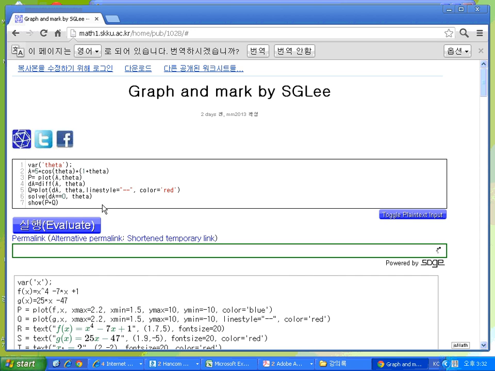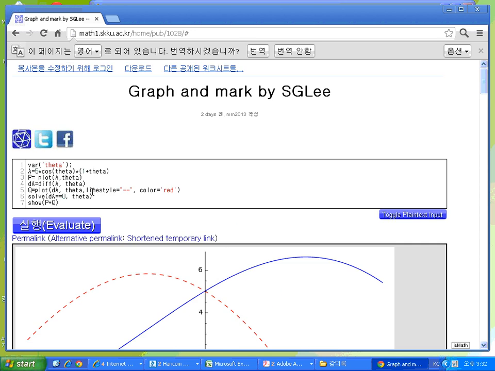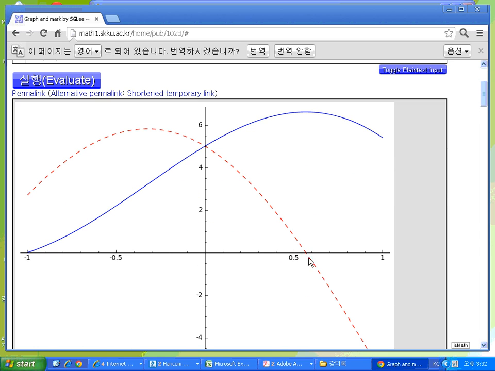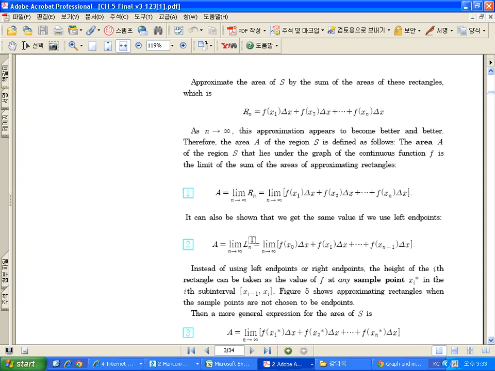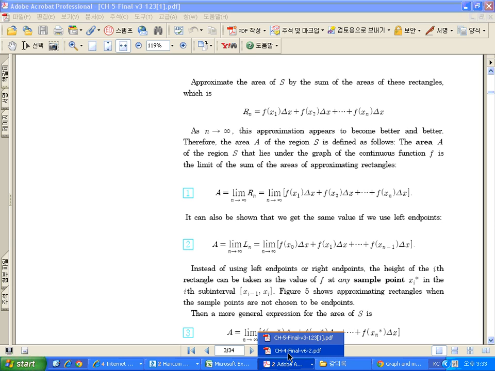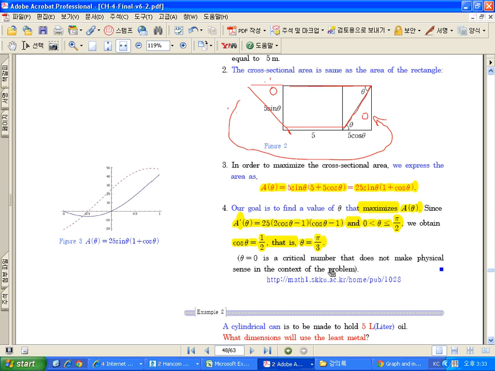So you can manipulate the function however you like to draw the graph of it. So you can expect where the critical point exists. So you don't have to solve it at first. With those computational tools, you can go easily.